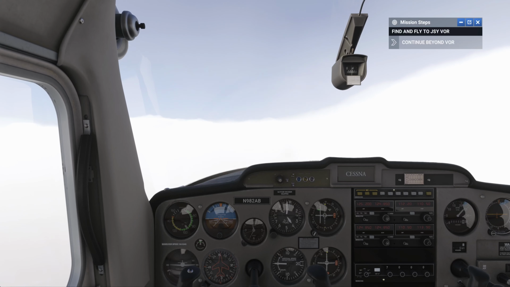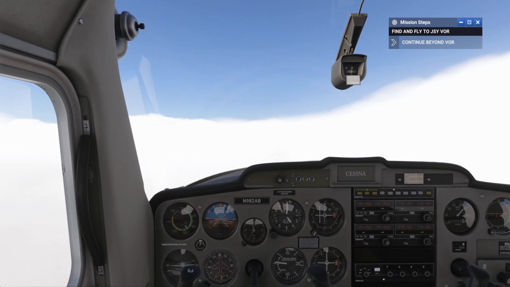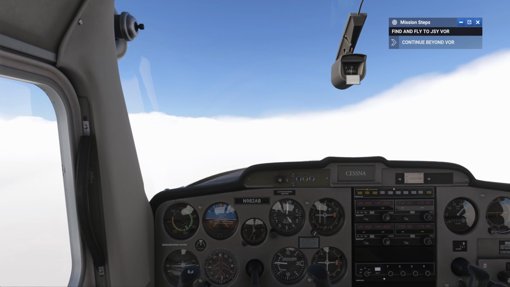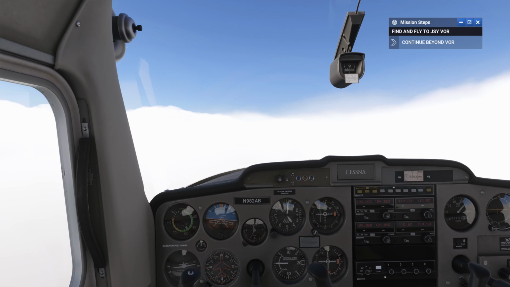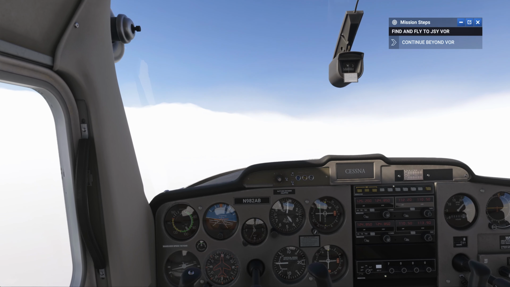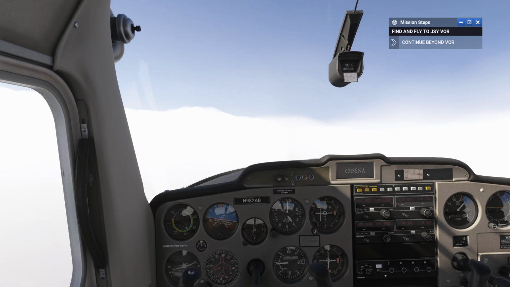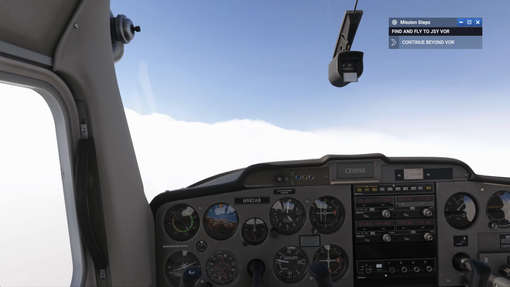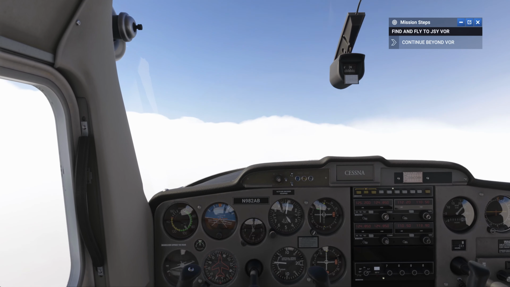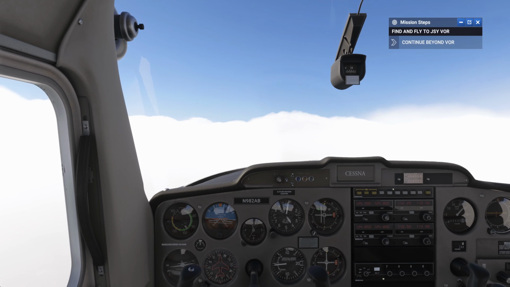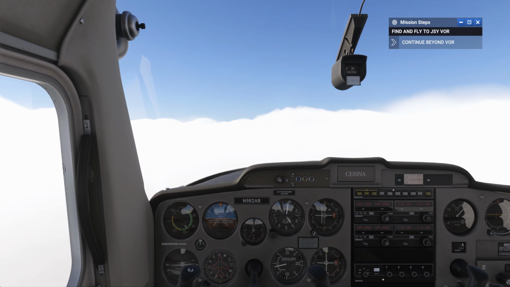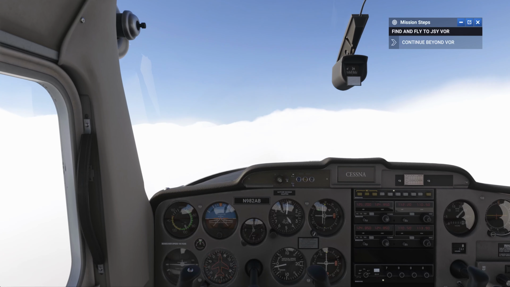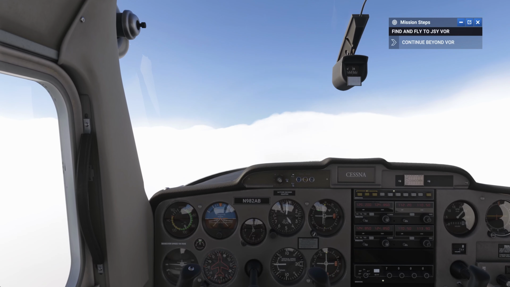The CDI has moved over to the left. This means we are to fly to the left to re-intercept our radial. Let's turn left. Intercepting. Correction can be not as extreme here, given that we're still very close to the VOR. We don't need a large interceptor.